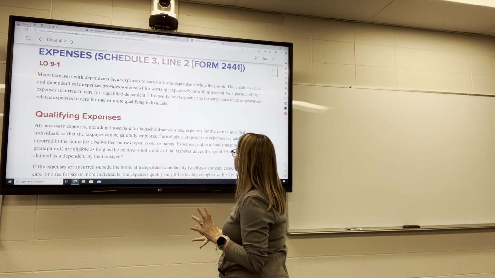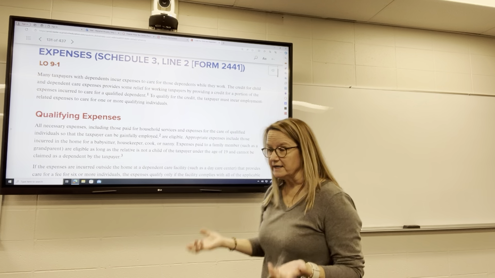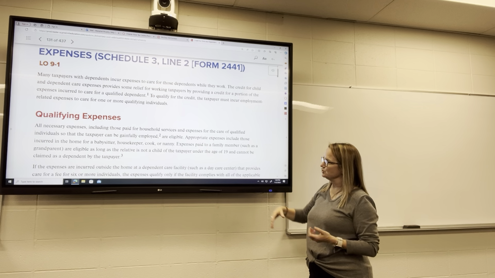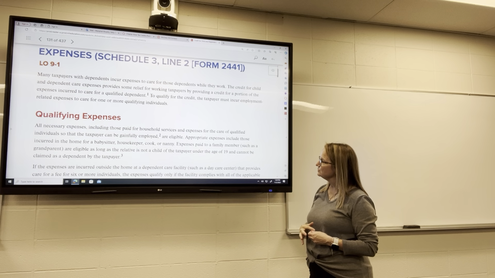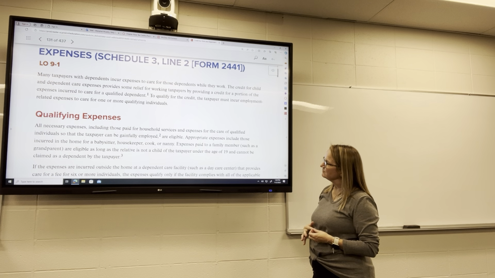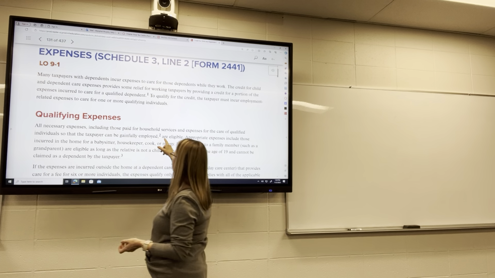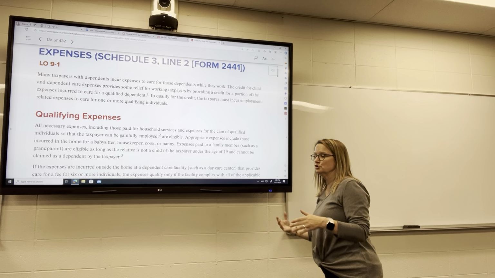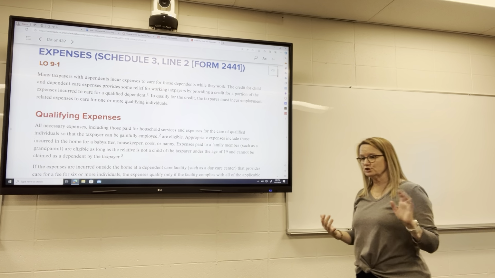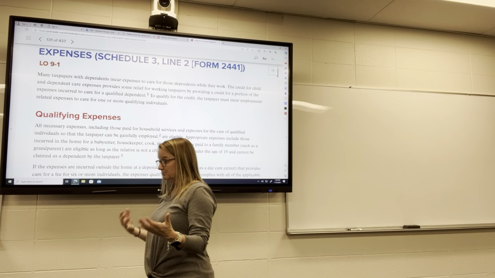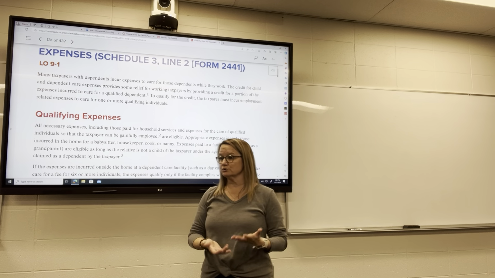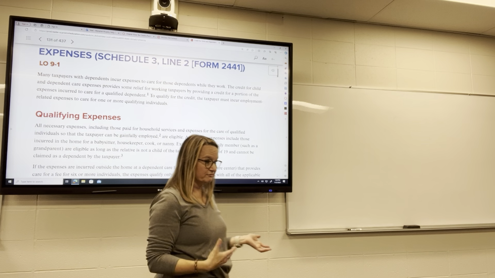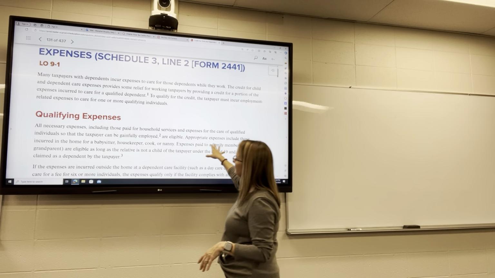Now, first off, we have to determine what are qualifying expenses. So what can we include in our credit calculation. So necessary expenses, including those paid for household services and expenses for the care of qualified individuals, so that the taxpayer can be gainfully employed, are eligible. If you are a stay-at-home parent and you get a babysitter to take care of your child once a week, you're not employed, not earning income, and you're not doing that in order to provide the time for you to be employed, that would not be considered a qualified expense. So you do have to be gainfully employed.